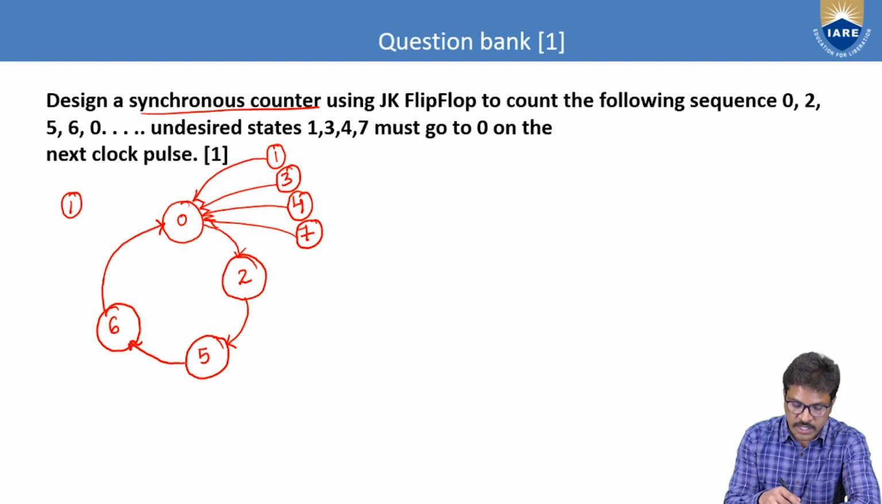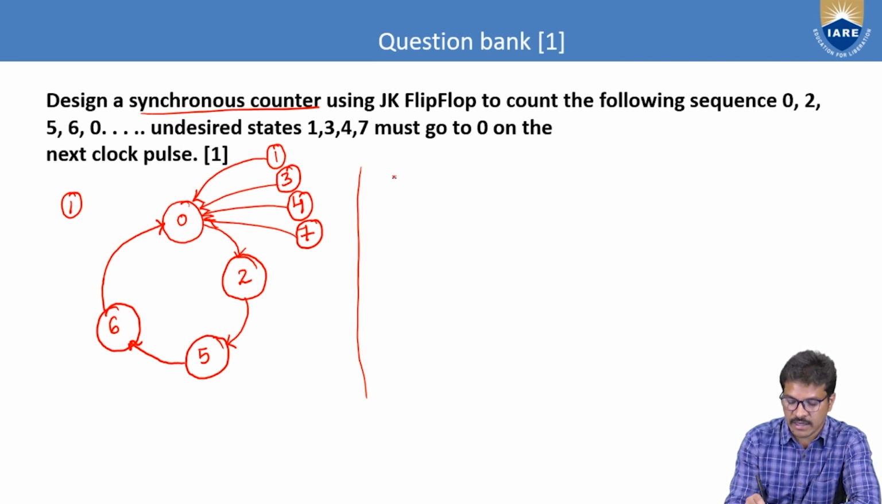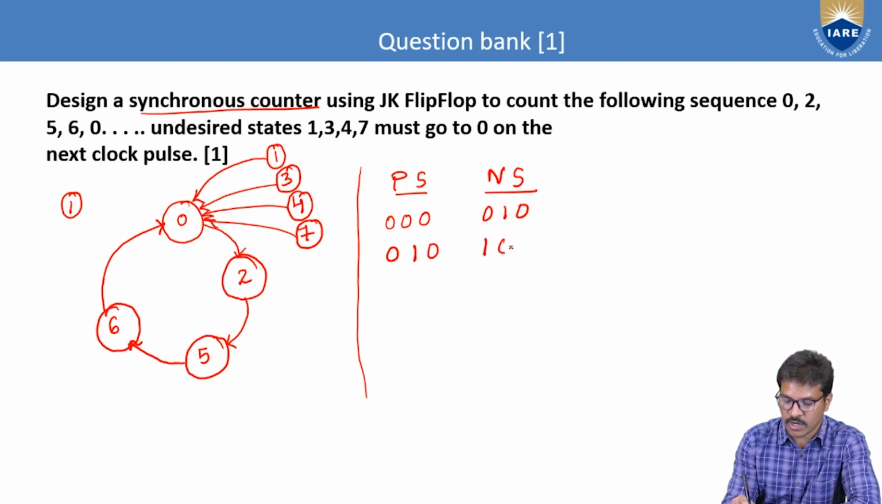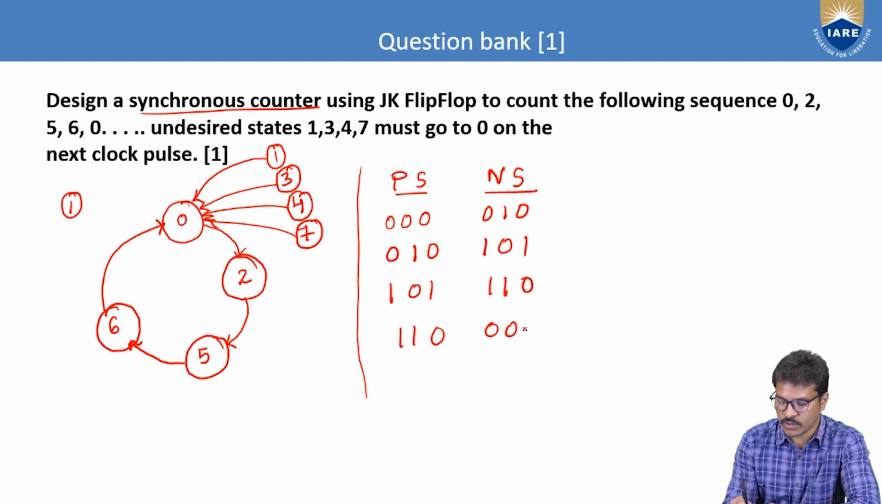Once we have prepared this, we can create an excitation table, a table having the present state and next state. For example, present state 000, next state 010; present state 010, next state 101; present state 101, next state 110; present state 110, next state goes to 0.